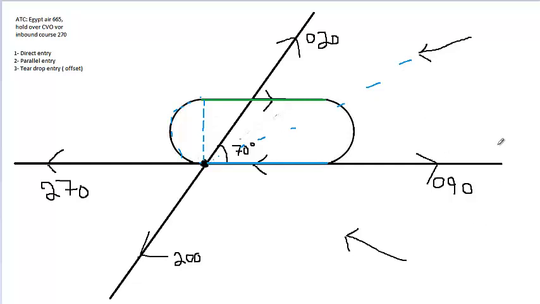This is a direct entry. The direct entry is one of the simplest. Actually, it's the easiest of the three, and it is a very straightforward approach. So, when do I know if I am in a direct entry?